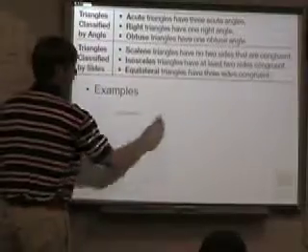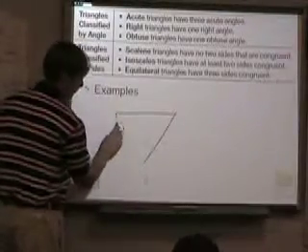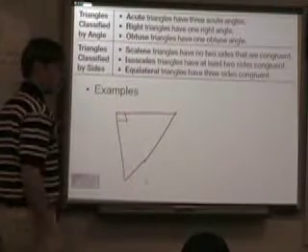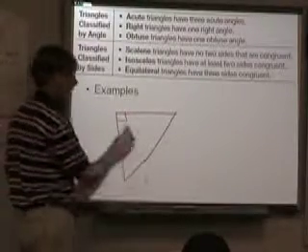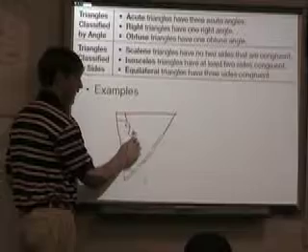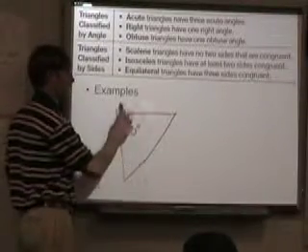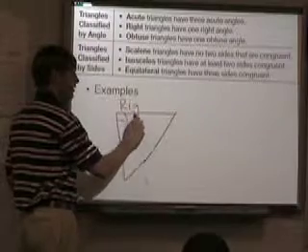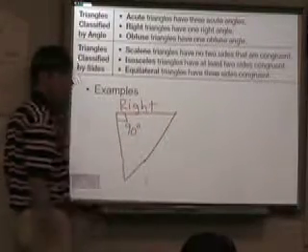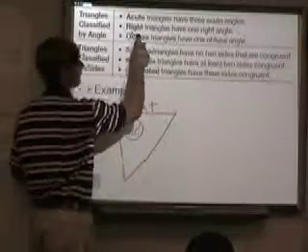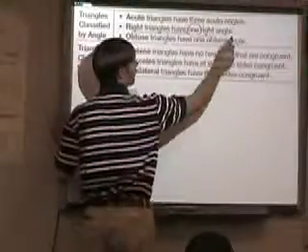So if I have this triangle, and it's got this little square in it, what does that mean? It means this angle is how many degrees? 90 degrees. Which means this triangle is a right triangle. That doesn't mean all the angles are 90, it just means one angle is 90. Right triangles have one right angle.